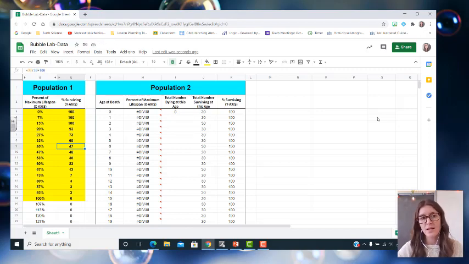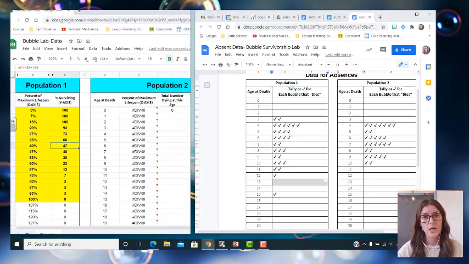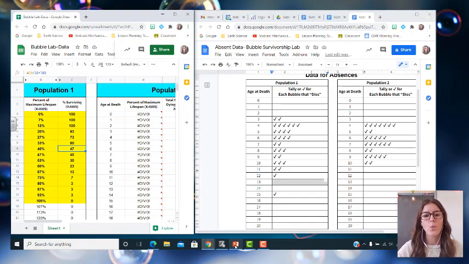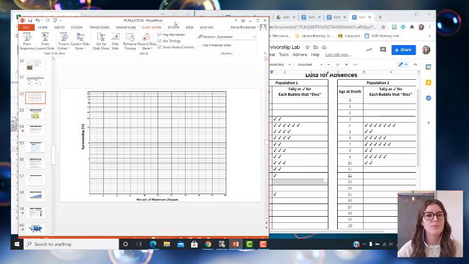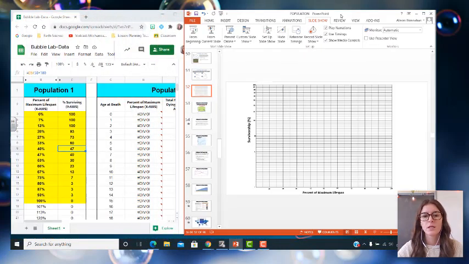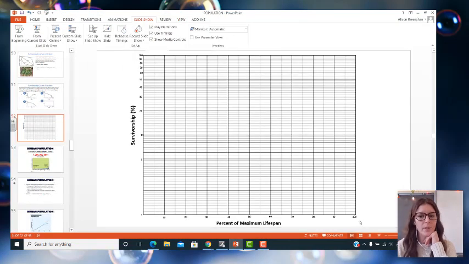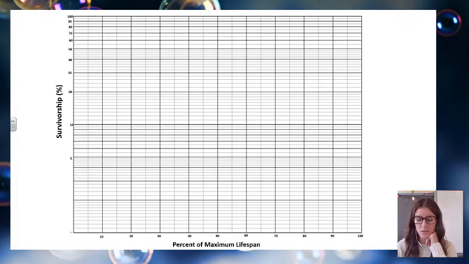Now, you're going to do the same exact thing with the data that's given to you for population 2, but I'm going to go ahead and show you what the graph should look like. So I shared a Google drawing that has this particular background on it. Graph paper. This is a semi-log graph paper, and I'll just show you how this works with type 1 and type 2 and type 3 survivorship curves.